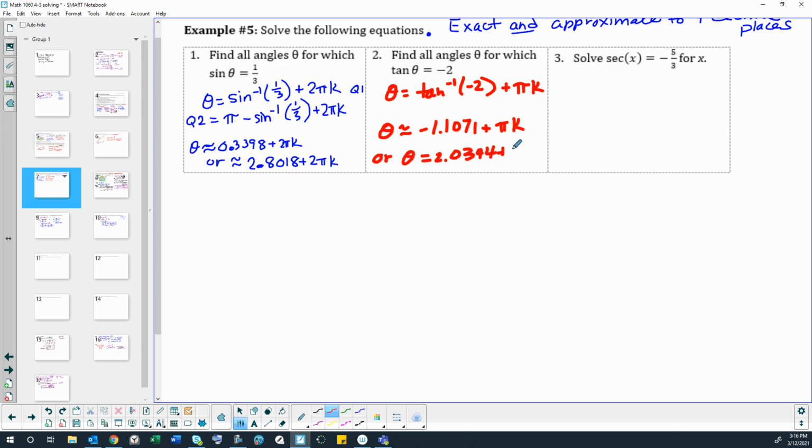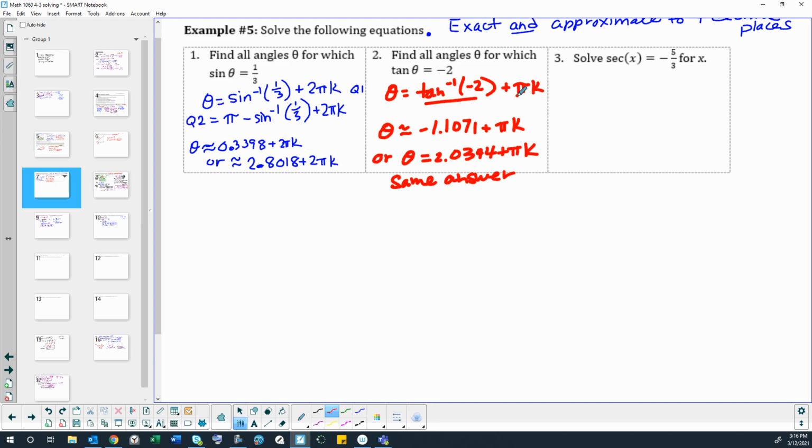2.0344 plus pi k, and those two are exactly the same answer. It's just that one starts in quadrant 4 before it starts adding values of pi, and the other one starts in quadrant 2 before it starts adding values of pi. Why am I going over all of these different ways to give answers? Well, different problems call for answers in different forms, right?